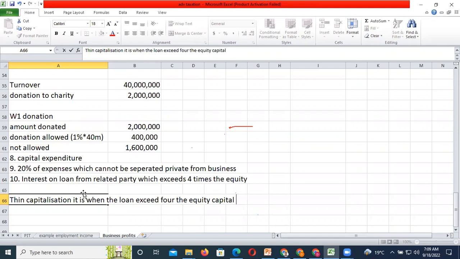And when we talk of equity, we mean fully issued and paid up share capital. We don't include other components of equity. We only look at what was fully issued and paid up share capital. That's what we consider when we are computing the thin capitalization.